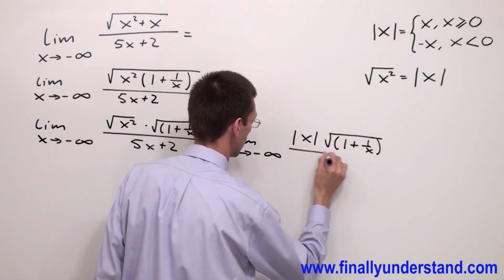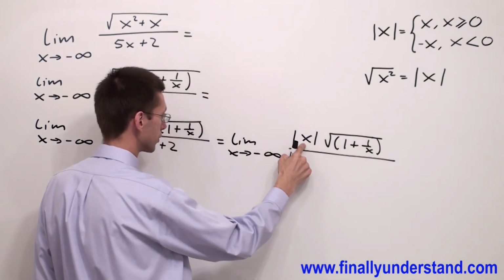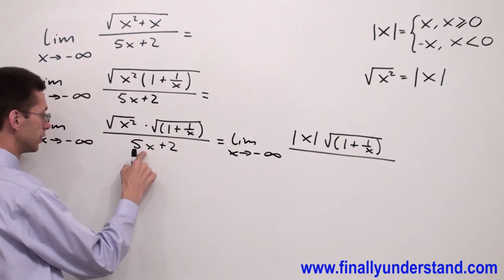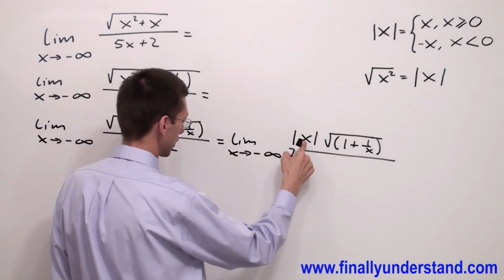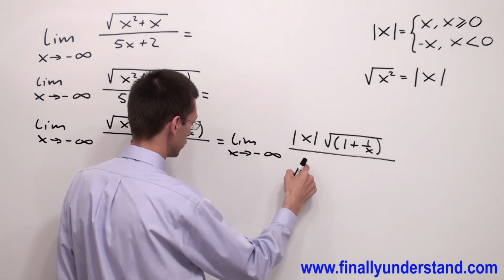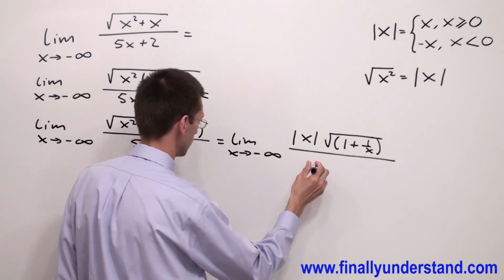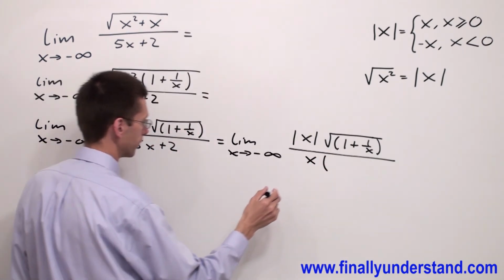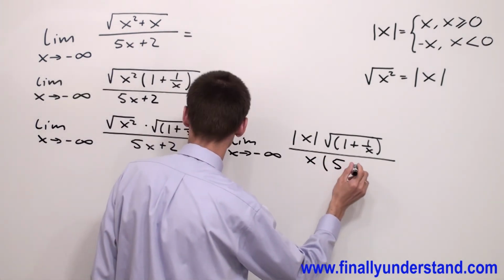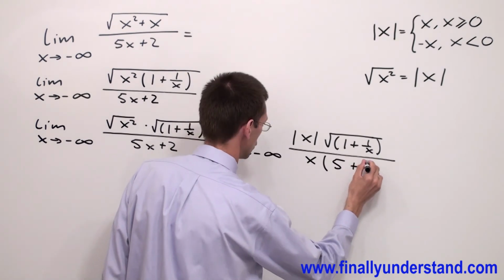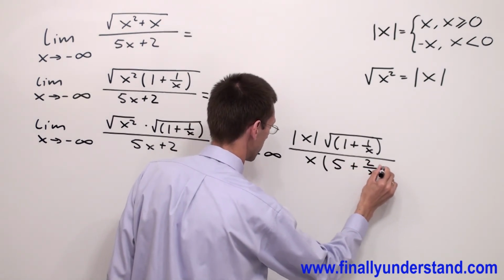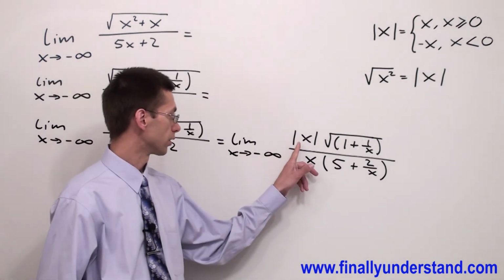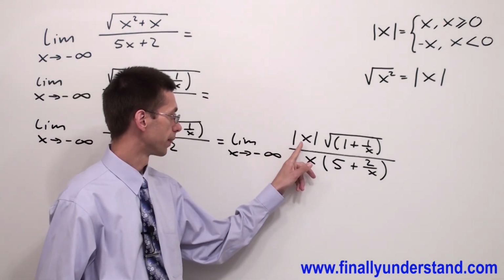the square root of 1 plus 1 over x over, and because I have x over here, I'm going to also factorize x from the denominator in order to cancel out this x and the one which I'm going to create in the denominator. So I have x, and inside of the parentheses I'm going to have 5 plus 2 over x.